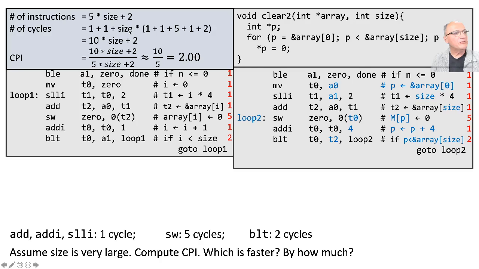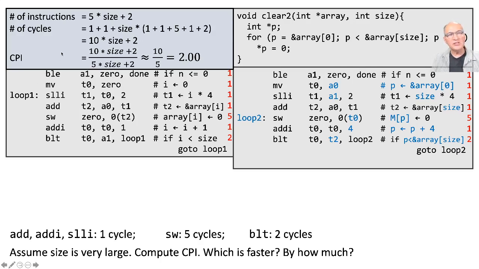Now, what's the number of cycles that I execute? I execute 1 and 1 outside of the loop. And then inside of the loop, I execute 1, 1, 5, 1, and 2. So the number of cycles will be 10 times size, that's adding the value in here, plus 2.